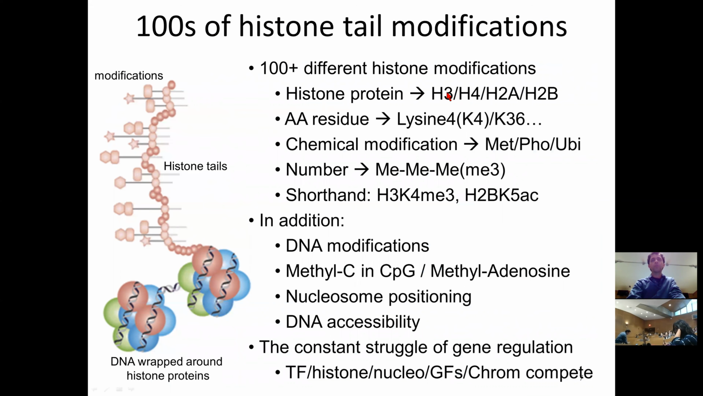So the way that we denote them is by basically talking about histone H3, H4, H2A, or H2B, and then talking about the specific amino acid residue. So basically if the 4th amino acid is a lysine or the 36th amino acid is a lysine, and the specific chemical modification, is it a methylation, phosphorylation, ubiquitination, and so on and so forth. And then how many times? So basically if I add a methyl group on top of methyl group on top of methyl group, I end up with Me3, okay? And a shorthand we'll use is H3K4 trimethylation, to basically denote 3 methyl groups added on the 4th amino acid, which is a lysine, on histone H3, which makes up part of the nucleosome.